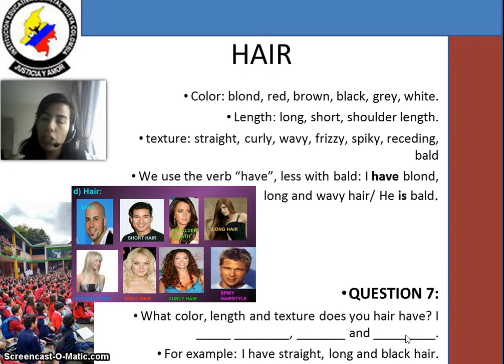So fill the gaps in your English notebook. Van a llenar estos vacíos en su cuaderno inglés. Yo aquí hice mi ejemplo. For example, I have straight, liso, long, largo, and black hair. Y el cabello negro, ¿ok?